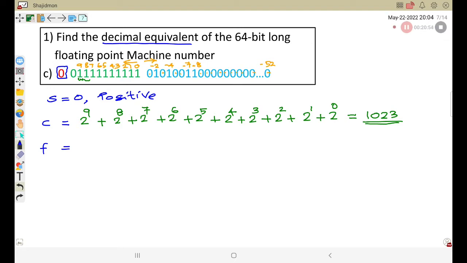Okay, starting from position minus 2: 2 power minus 2, plus, then the minus 4th position, 2 power minus 4, plus 2 power minus 7, plus 2 power minus 8. Correct? We are not writing the 1 multiply; the easy way is just 2 power the position of the number. So what will be the answer we get?